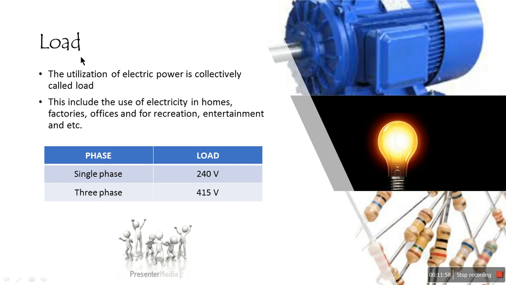Next, for load, the utilization of electric power is collectively called load. This includes the use of electricity in homes, factories, offices, and for recreation, entertainment, and so on. For the phase, there are two, which are single phase and three phase. The load for single phase is 240 volts, and for three phase, the load is 415 volts.